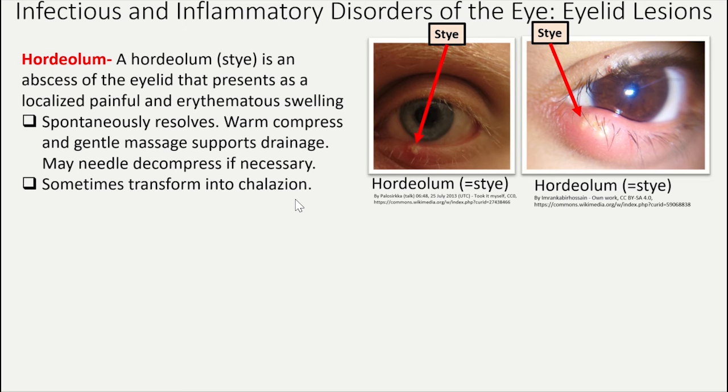If it doesn't go away, you may need to do a needle decompression. Now, obviously, if you do that, you want to be very careful about puncturing the eye. So you'd probably cut the tip off of a needle protector and use that to prevent you from going deeper than you should.